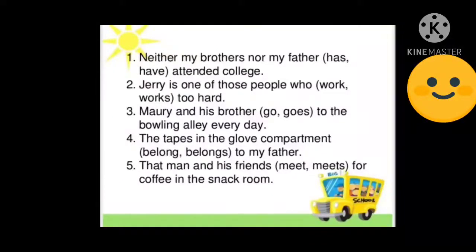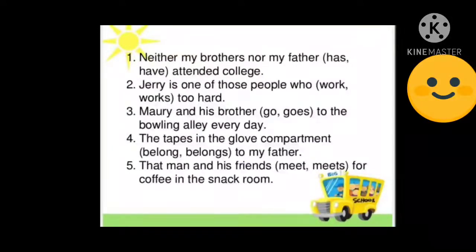Maury and his brother. Here two subjects are connected by and. Remember the rule: if two singular subjects are connected by and, we usually take plural verb. So, Maury and his brother go to the bowling alley every day. The tapes in the glove compartment. Compartment is singular, but take only the subject, the tapes. The tapes being plural, we go with plural verb. The tapes in the glove compartment belong. Belongs means singular, it is not suitable here.